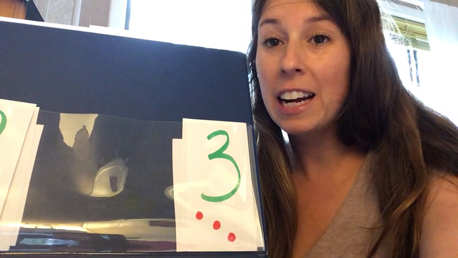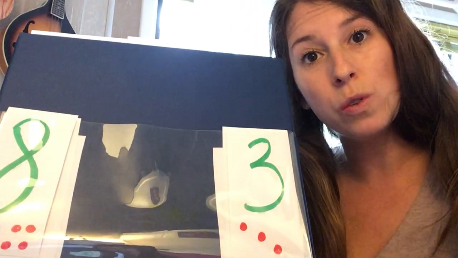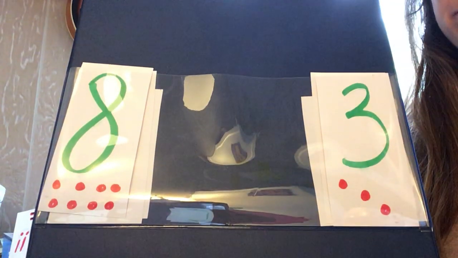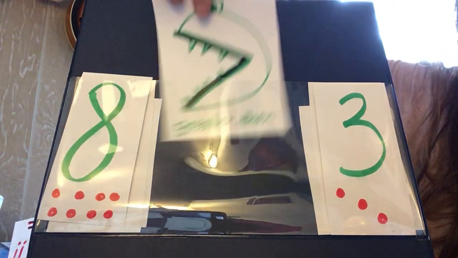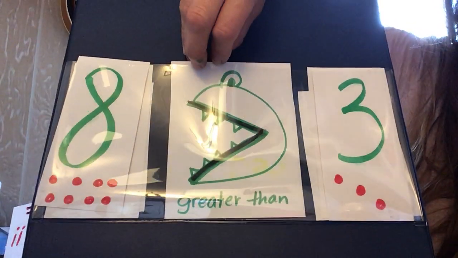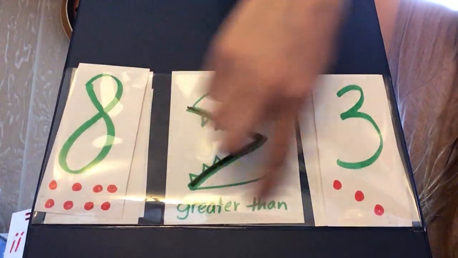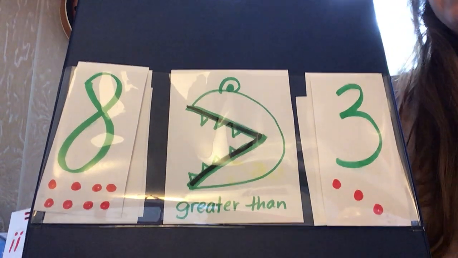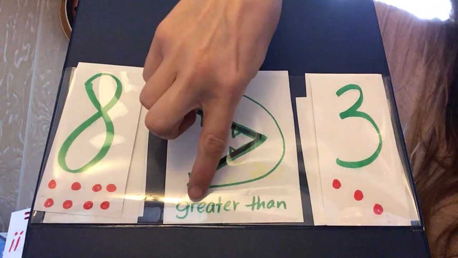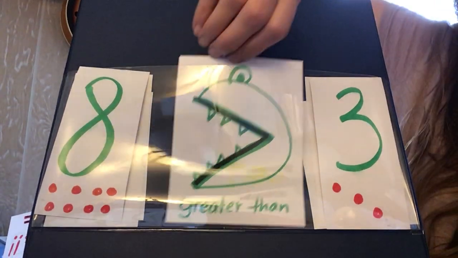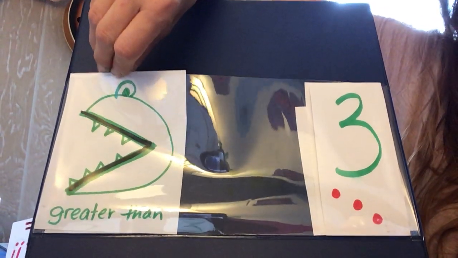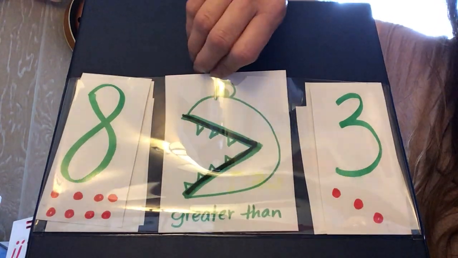Which number is bigger? The 8. Okay, remember, the alligator's hungry. He wants to eat the bigger number. So which symbol will we use? That's right. The mouth that's going to let him eat the bigger number. Now let's read the number sentence and make sure it makes sense. 8 is greater than 3. Does that make sense? Yes. He is so happy he got to eat the bigger number.